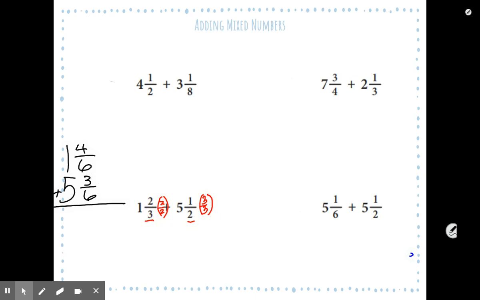Now I've got common denominators. Can I go ahead and add? Yes, I can. 4 plus 3 is 7/6. I have an improper fraction in my answer, right? So I've got to fix that. What would I have to do? Well, what is 6 plus 1? 7. And what if I subtract 6/6 from this 7/6? How many leftovers would I have? 7 and 1/6. See what's happening there?